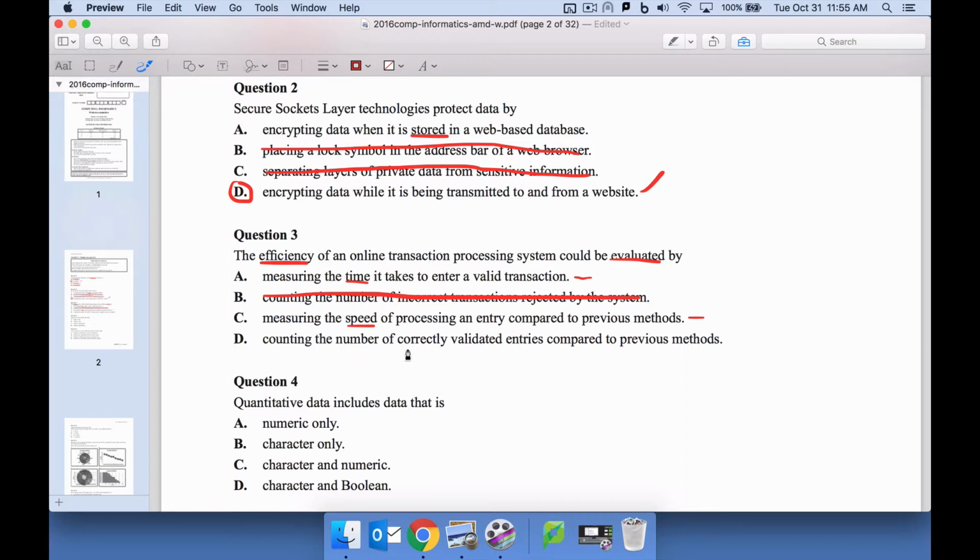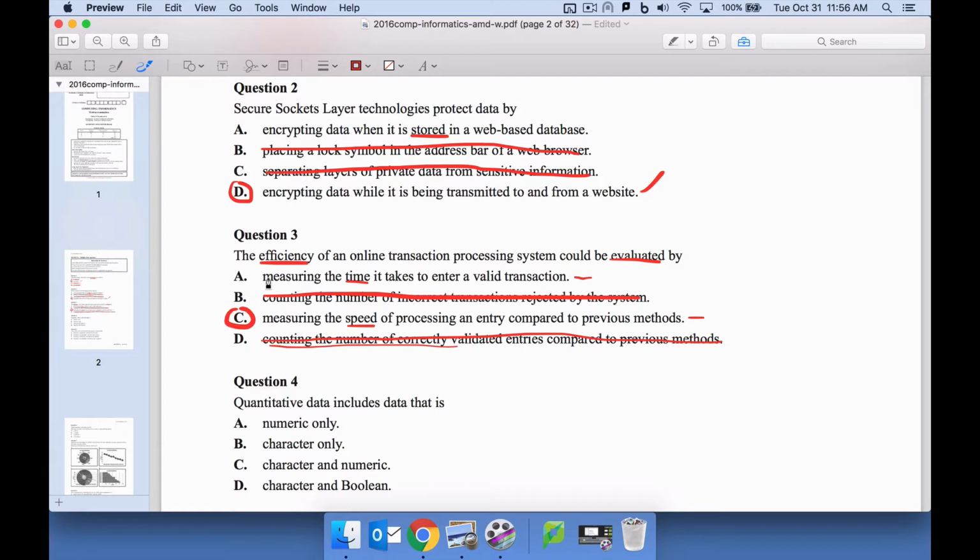D, counting the number of correctly validated entries compared to previous methods. So this is to do with effectiveness, similarly to how B was to do with effectiveness and not efficiency. So, out of the two possible that we noted, measuring the time it takes to enter a valid transaction sounds more like testing, whereas we're comparing previous methods, that must be to do with evaluation. It must be C.